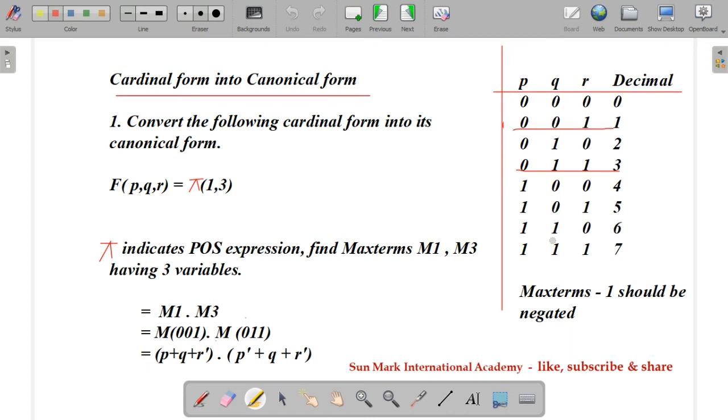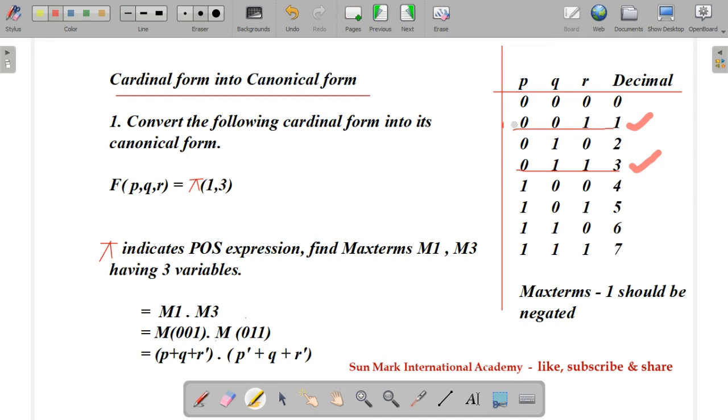So just draw the truth table for PQR, three variables, and write the corresponding decimal numbers. In the question they have given us 1, 3, so we have to take the values of 1 and 3, these two. P equal to 0, Q equal to 0, R equal to 1. Pi indicates POS, and POS means the terms are represented as max terms. So we can write M1 dot M3. Max term means sum of all literals. POS means product of sums. So we have to write M1 dot M3.